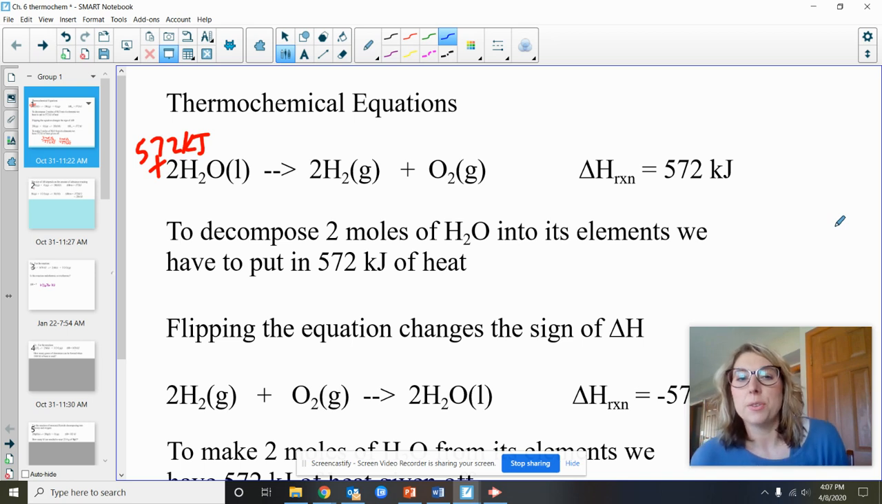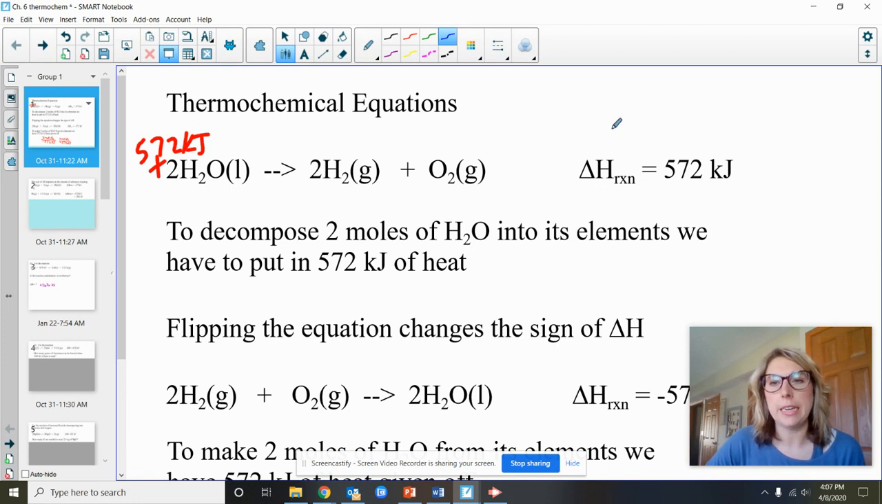Hey guys, so I'm going to do a second video on thermochemical equations. Thermochemical equations are just equations in which you will see heat energy involved. We've done all kinds of equations. We've balanced equations and we've talked about mole ratios with the coefficients. So a thermochemical equation is just putting in that energy.